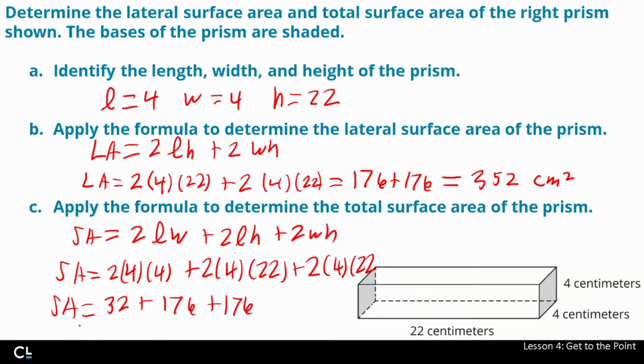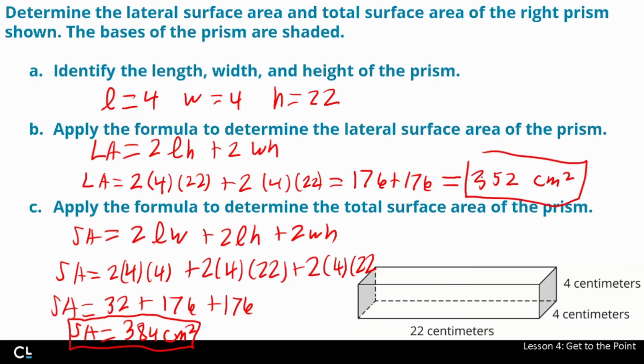So in total, what is this going to give me? My surface area is going to be 176 plus 176 plus 32, which is going to be 384. 384 what? Once again, it's going to be 384 centimeters squared. And there is our answer. I forgot to box off my lateral answer. There we go. So once again, it's important what we look at as my length, my width, and my height here. So keep that in mind.